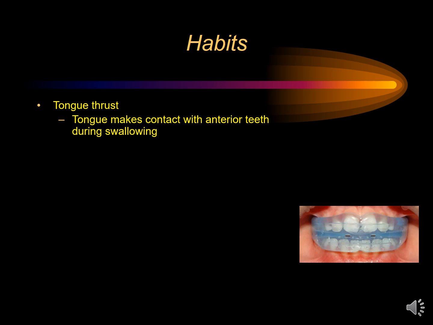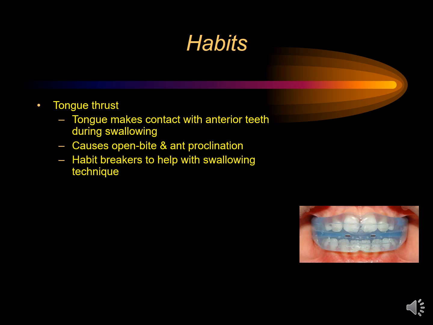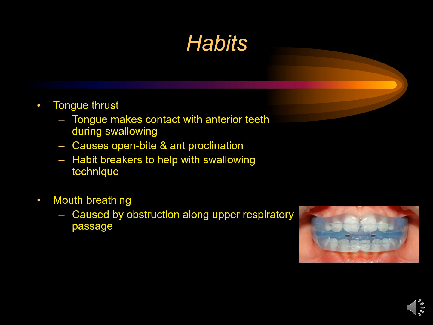So, tongue thrust. This is when the tongue makes contact with the anterior teeth during swallowing, and it can cause an open bite malocclusion and anterior proclination of the incisors. Now, habit breakers can help with the correct swallowing technique.